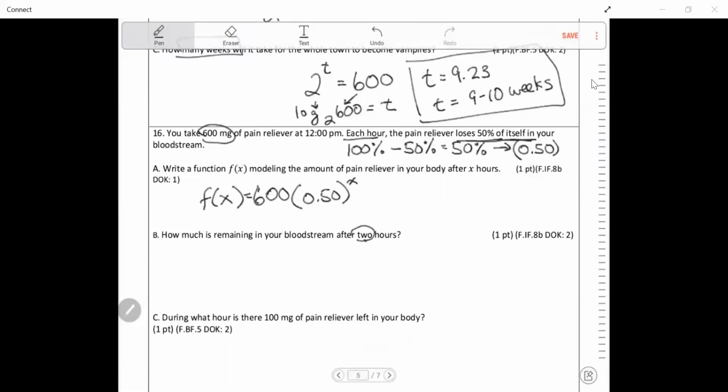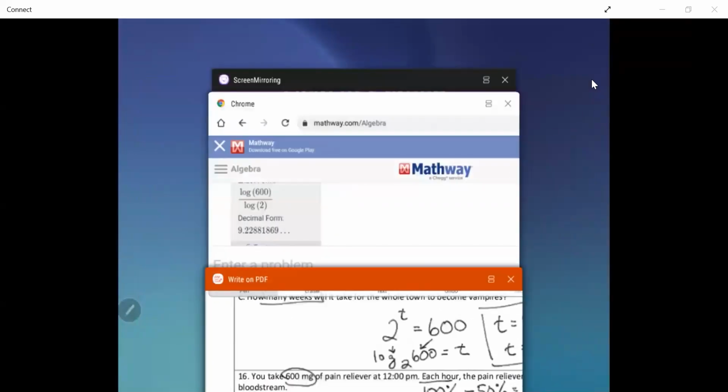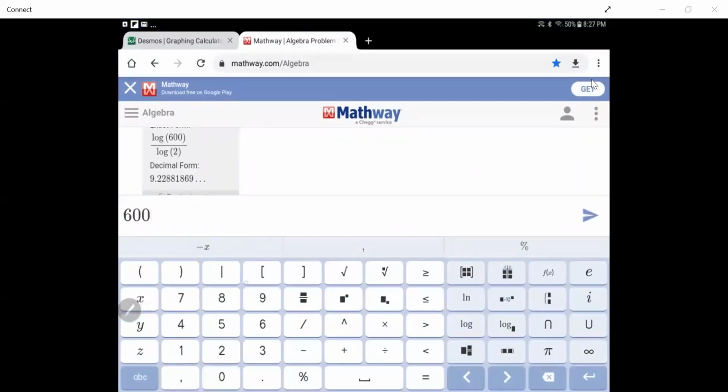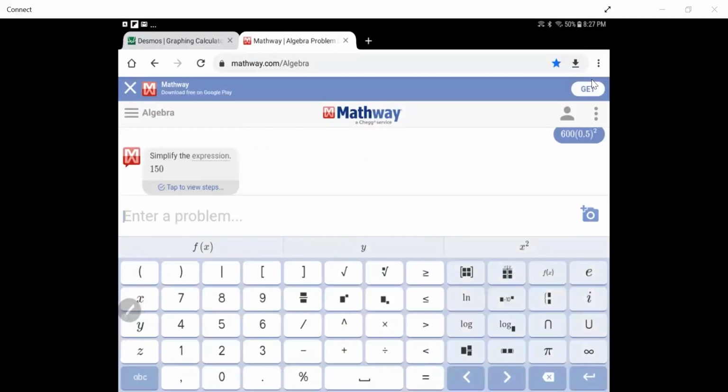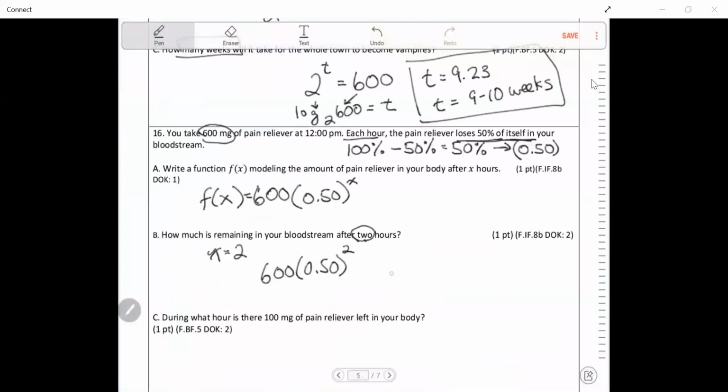So how much is remaining after 2 hours? Well, we make x equal to 2, so we say 600 times 0.5 squared, because it's 2. Let's see what the calculator says it equals. So 600, parentheses, 0.5 squared. I think that's going to tell us it's 150. And it does tell us it's 150. So the amount remaining is 150 milligrams.